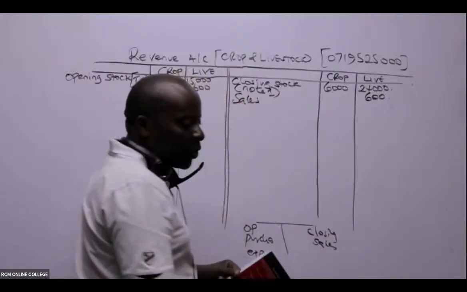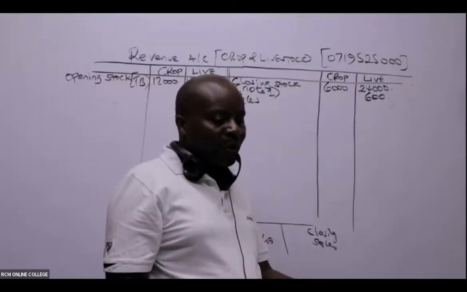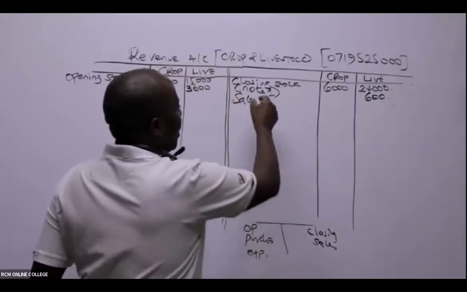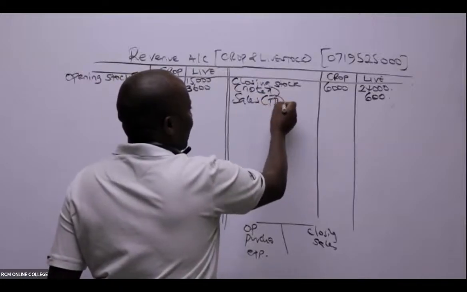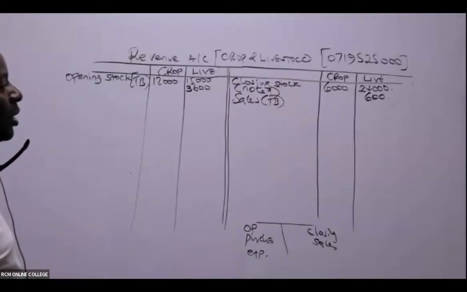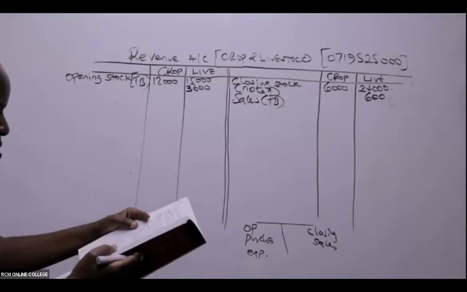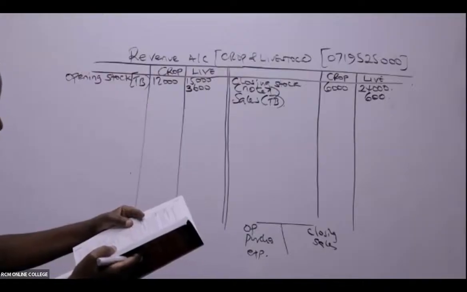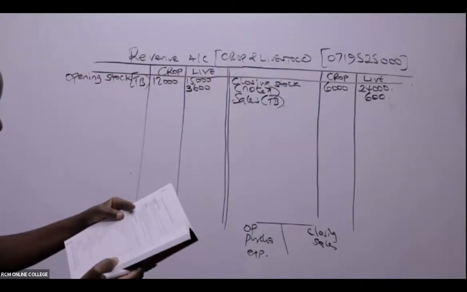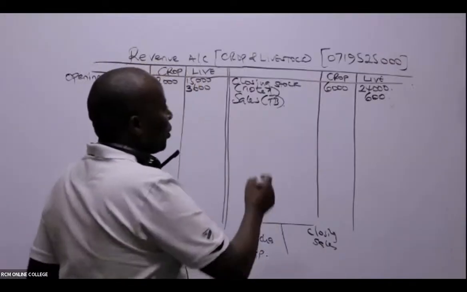Is there somebody who is able to see the sales? Sales will be on the TB, the trial balance. The only thing you will not get on the trial balance is the closing stock. So on the trial balance, you can see sale of crop, 21,000.